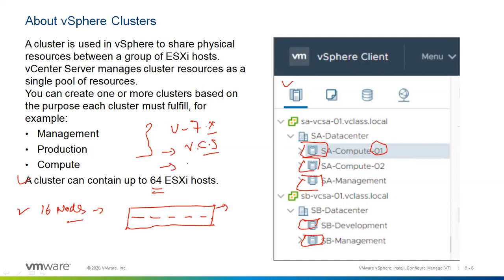Probably you remember there is a configuration maximum guide that you can easily search on Google, for vSphere 7 or whatever version you are using. As per that configuration maximum guide, you can check the maximum configuration for each and every component, whether that is your cluster, host, or VM. You will get all the details. It varies from version to version.